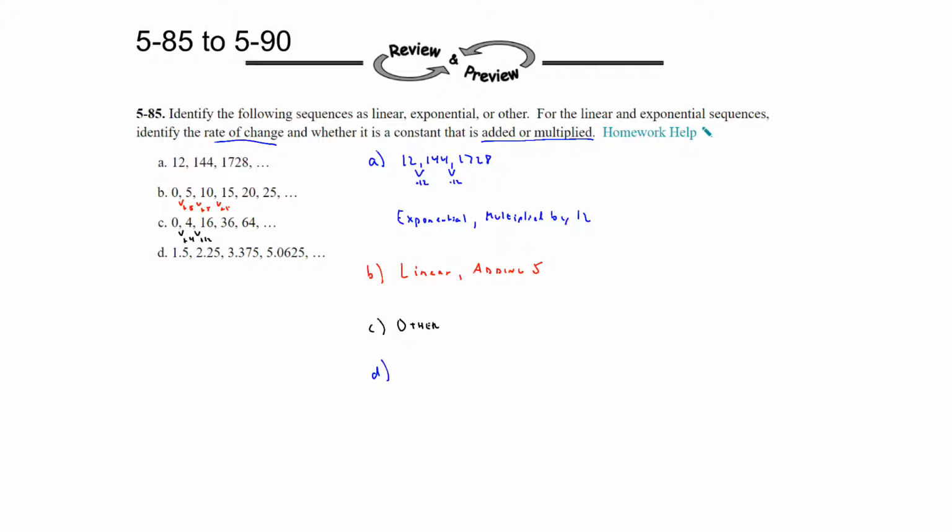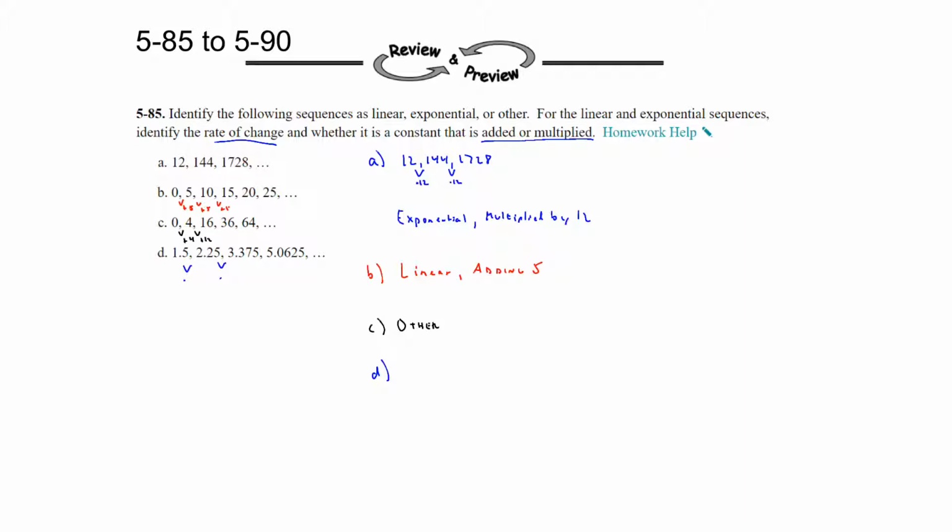And then D, 1.5, 2.25, 3.375, 5.0625. Once again, we might start by looking at linear, but you will see pretty quickly that when you go to add, it's not constant. So the next question is, is there something that would be multiplied by 1.5 to get 2.25 and 2.25 to get 3.375? That's hard to look at because it's not as easy as A, where it's a nice number like 12.